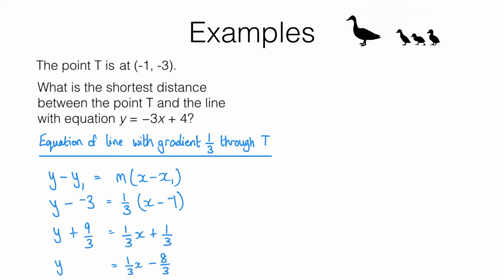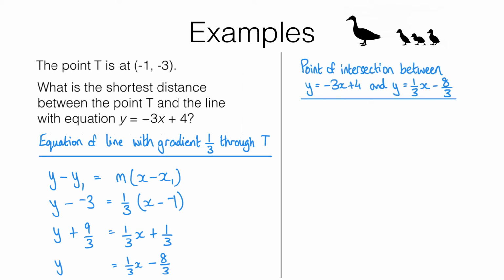So we need to work out the point of intersection between those two lines. Notice here we've got two equations in the form y equals something. So if y equals negative 3x plus 4 and y equals 1/3 x minus 8/3, we can set these as equal to each other. Negative 3x plus 4 equals a third x minus 8 thirds. And we can now solve this equation.